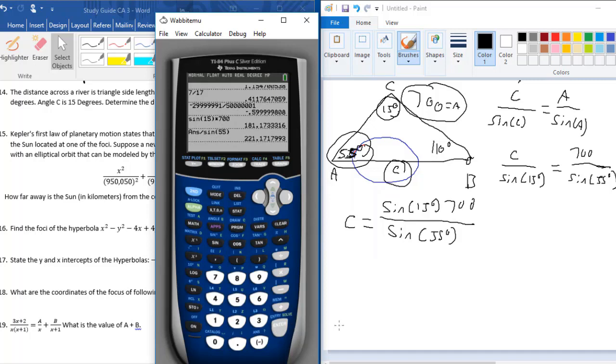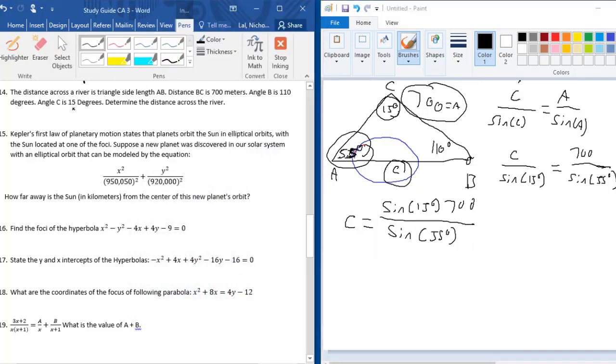That's going to be equal to 221.171, and that is the distance across the river. Okay, so that's 14. Any questions on 14 before we do 15?